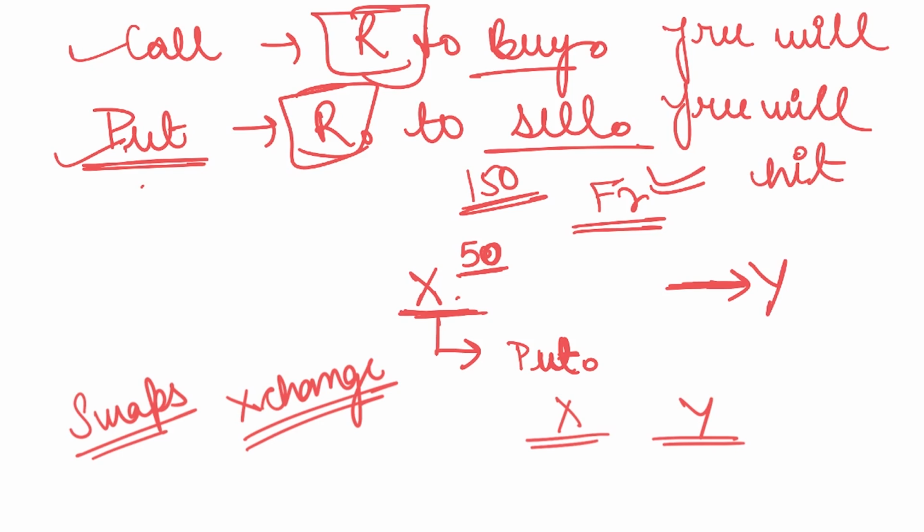So these are the basic three types of derivatives. First is futures and forwards. Forwards are not regulated, futures are. The other one is options, which is call and put, which gives you the right to buy and sell. And the third one is swaps, where you are exchanging your cash flow with the other party.